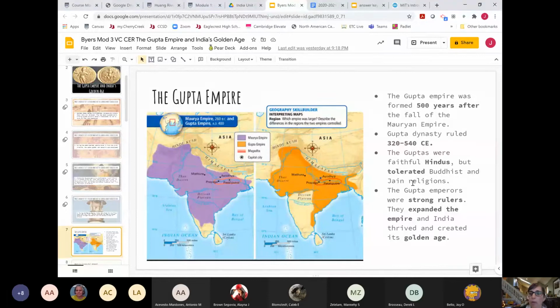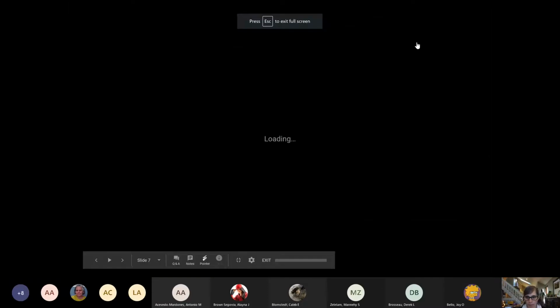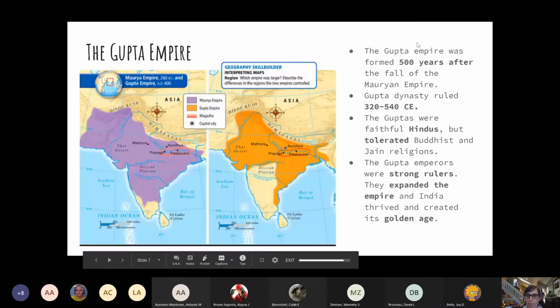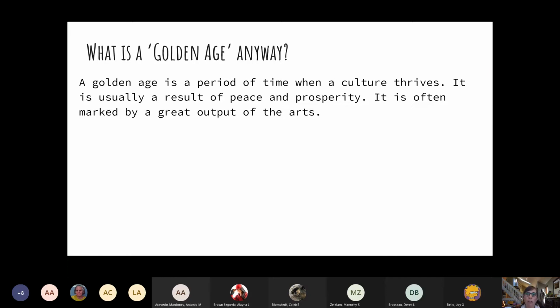Okay, all right, so because the Guptas are such good rulers, people are doing really well. And let's talk about that. All right, so first of all, I keep talking about this golden age. What is a golden age anyway? A golden age is a time when culture thrives. There's usually peace and prosperity, and it's often marked by a great output of the arts. And when I say arts, I mean creative things, not necessarily just paintings, but anything creative for your culture.